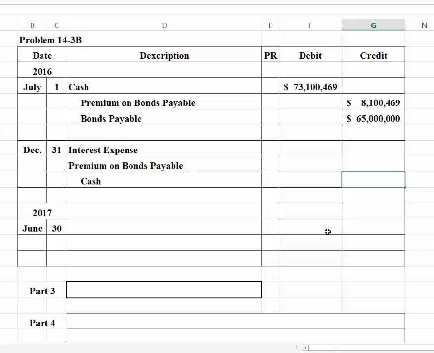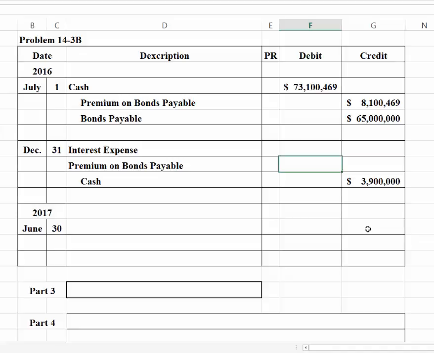To determine the amount of the cash payment, we should take the face value of the bond, which is $65 million, times the contract rate of the bond, which is 12%, and then divide that by 2, because it is a semi-annual payment. This would give us a cash payment of $3,900,000.